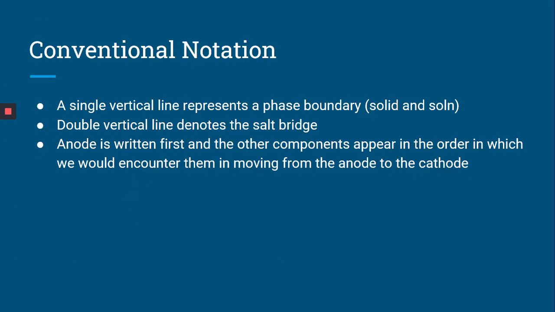All right, we can also write notation for this. So instead of having to draw the battery each and every time, we can just write a notation. We use a single vertical line to show the phase boundary. So this would be between the solid and the solution. So in our last example, the solid copper and the solution of copper 2+, we would just draw a single line between them. The double vertical line denotes the salt bridge. The anode is always written first, and then we write the cathode.